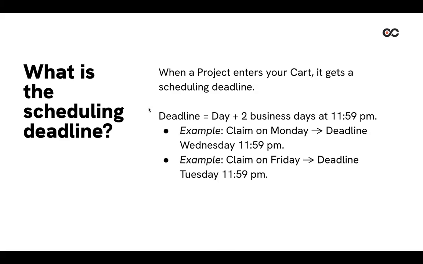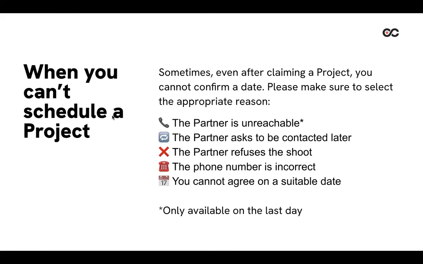All right, let's see. So the other question as well is what happens when you can't schedule a project? The main idea is that sometimes even after claiming a project, you cannot confirm a date. Maybe the business is not interested anymore. It might mean that they're just unreachable, whatever the case is. All you have to do is make sure to select the appropriate reason. It's important that you select the appropriate reason because depending on the reason, actions will then be taken.